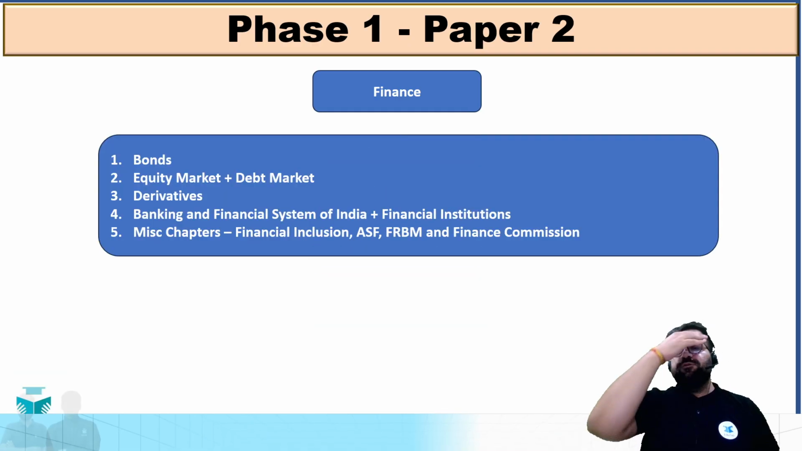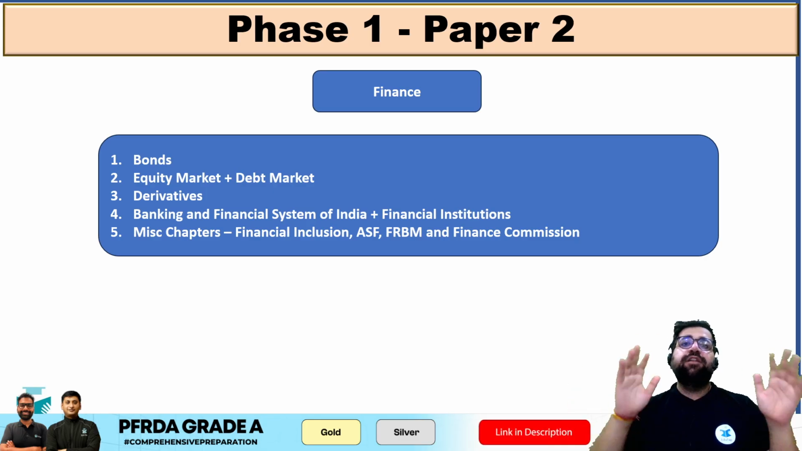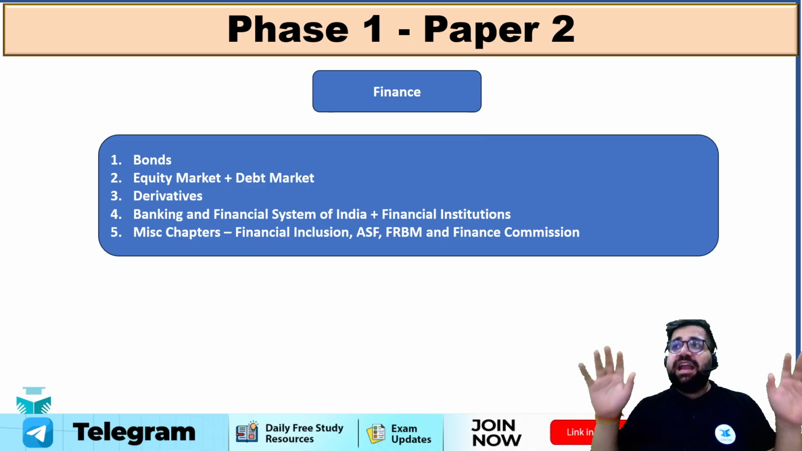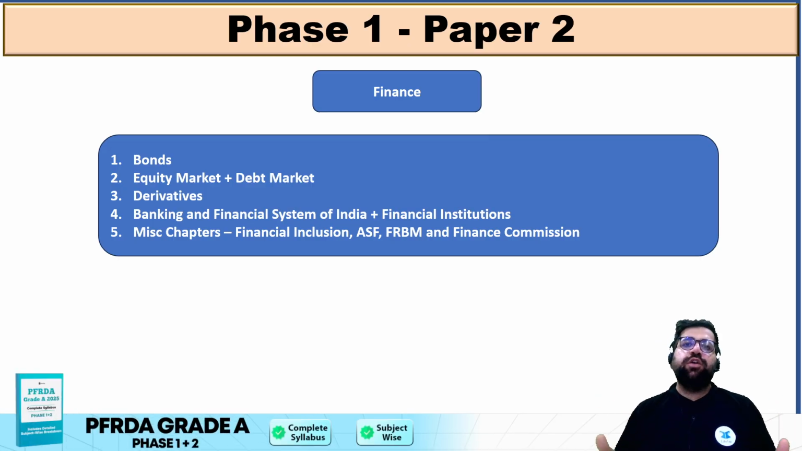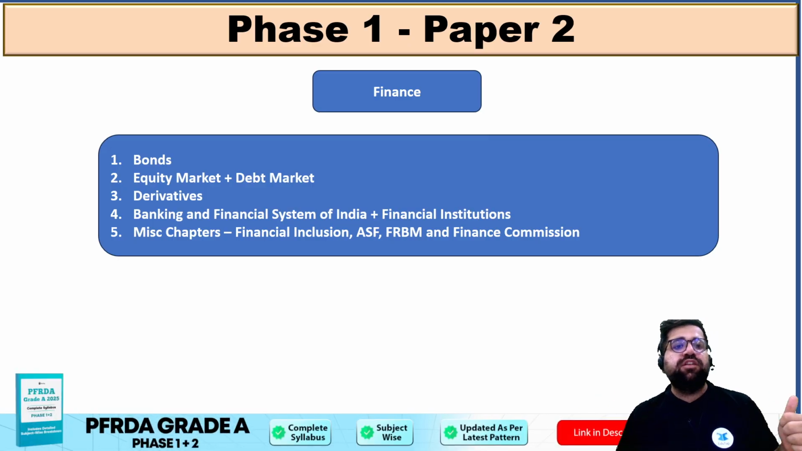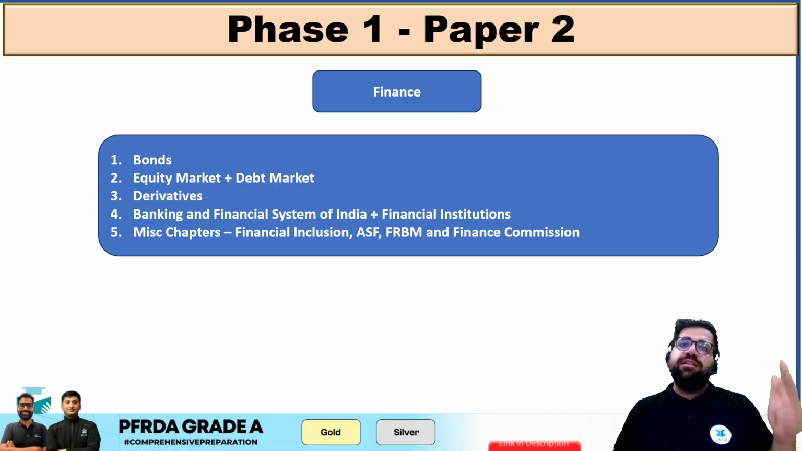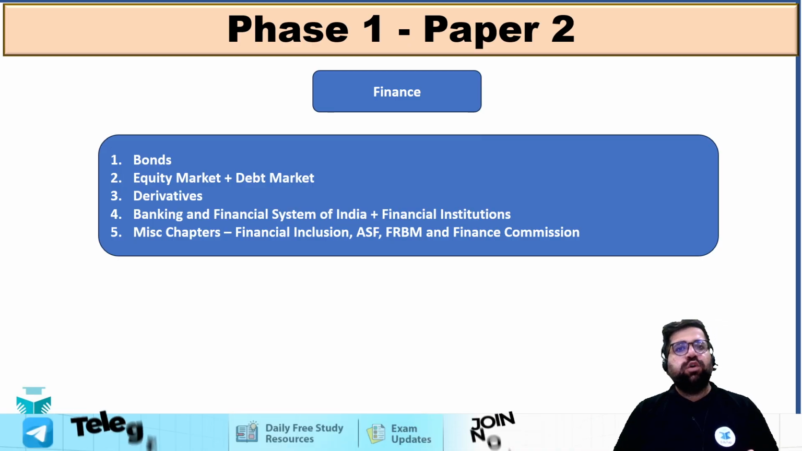Now first, when it comes to finance: if you have not done anything, then do these chapters, and if you have completed finance in its entirety, then you have to revise all these chapters. The first chapter which you have to cover is bonds, then equity and debt, which are definitely important components of the primary and secondary market. Then you have to cover different types of derivatives, starting from futures, forwards, swaps and options.